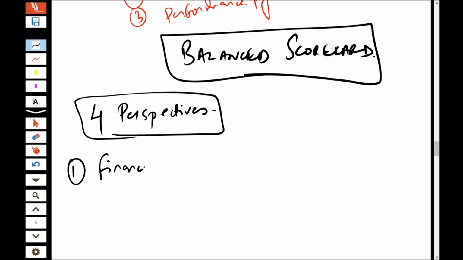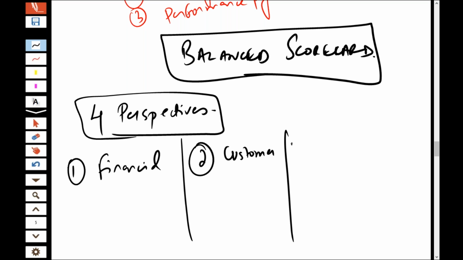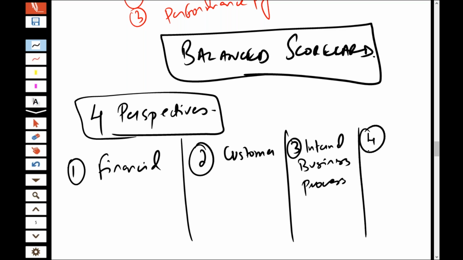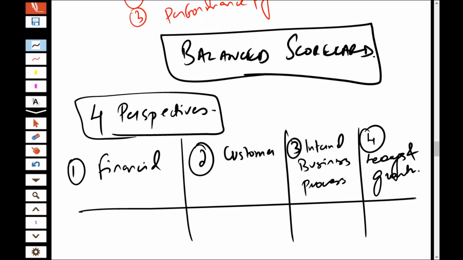The first perspective is termed the financial perspective. The second perspective is the customer perspective. The third perspective is the internal business process, and the fourth perspective is the learning and growth perspective. Now let's try to understand what exactly they are. Let's have a discussion.